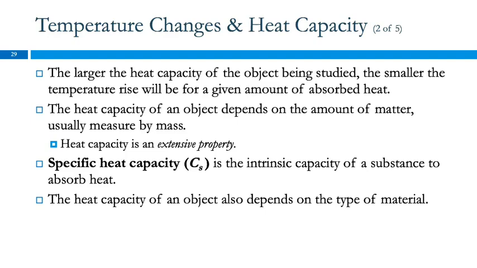So heat capacity is an extensive property. It depends on how much stuff there is, and extensive properties aren't all that useful. So specific heat capacity is an intrinsic or an intensive property. It's the intrinsic capacity of a substance to absorb heat. So the heat capacity depends on the amount of stuff. It also depends on the type of material. Specific heat capacity only depends on the type of material.